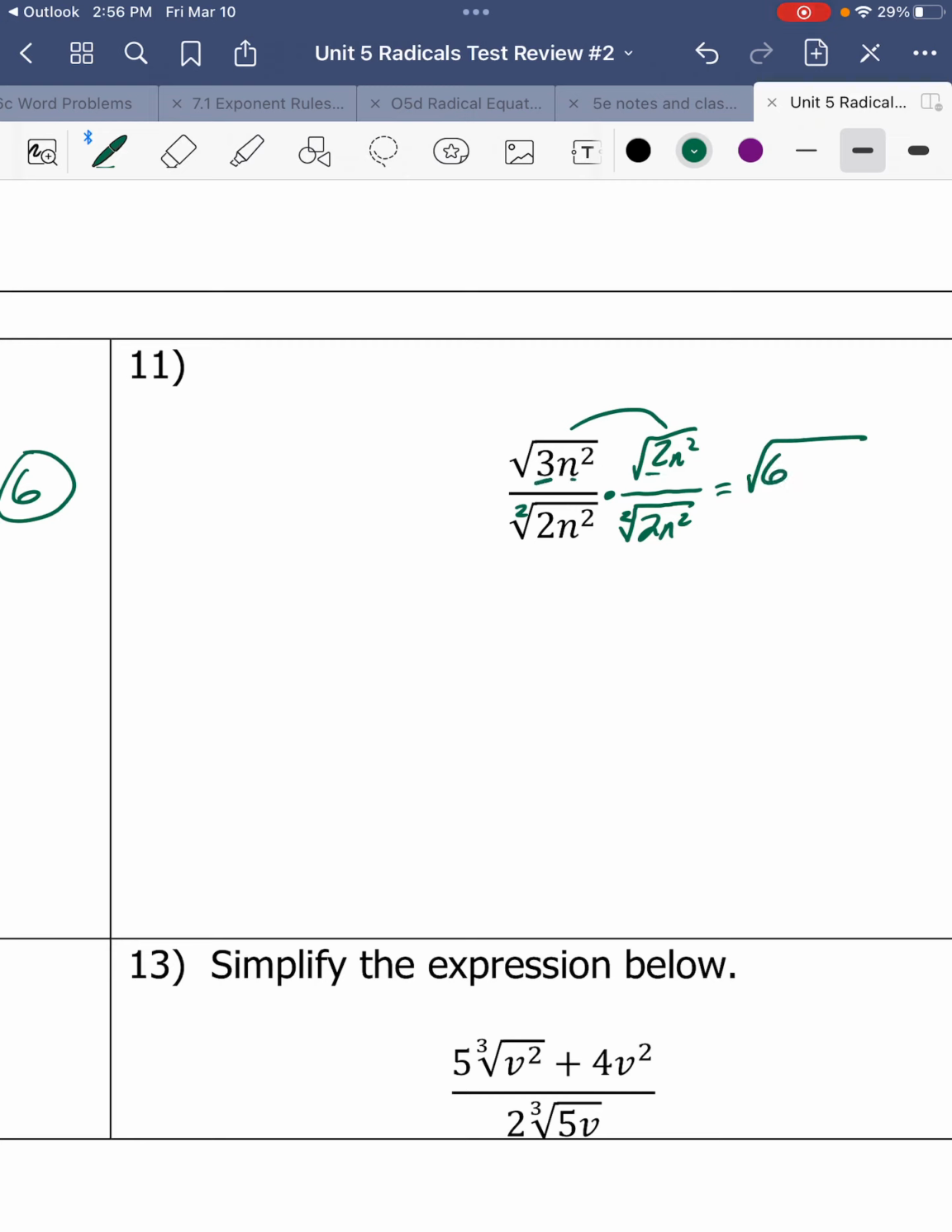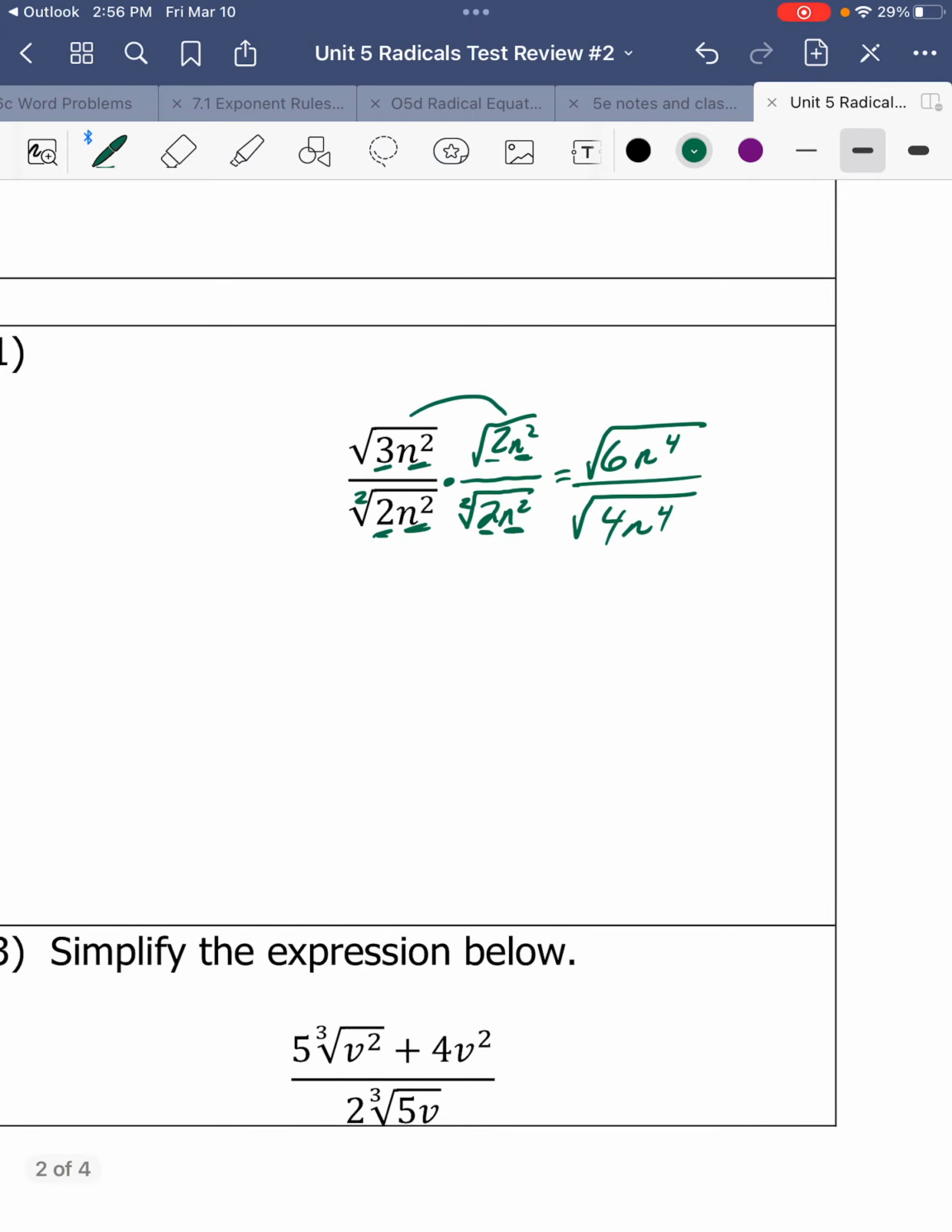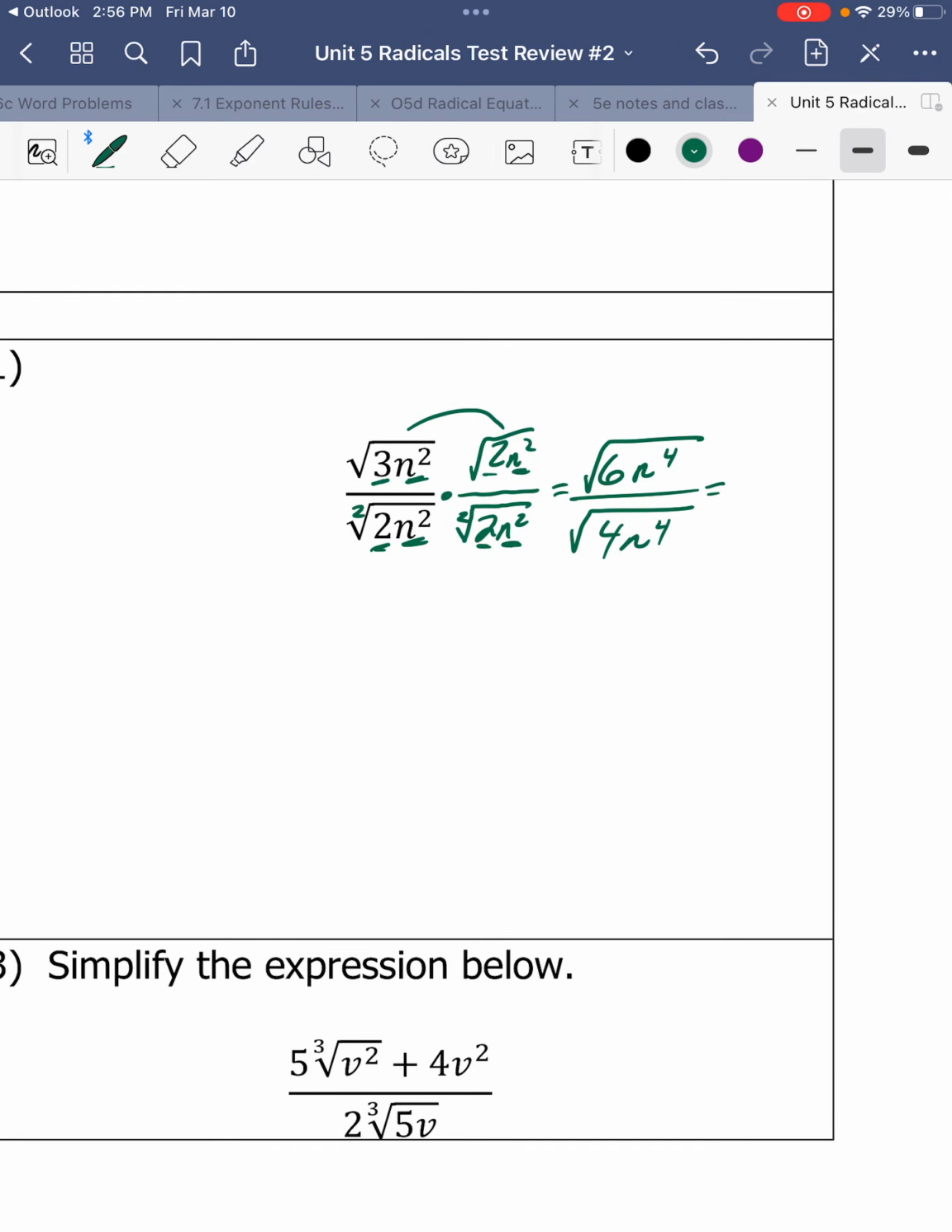When we multiply here, we have the square root underneath the radical. 2 times 3 is 6. n squared times n squared is n to the 4th. In our denominator, we have 2 times 2 is 4. n squared times n squared is n to the 4th. Add those exponents when you're multiplying like bases. Look to simplify each radical, so every time you multiply, you always look to simplify.